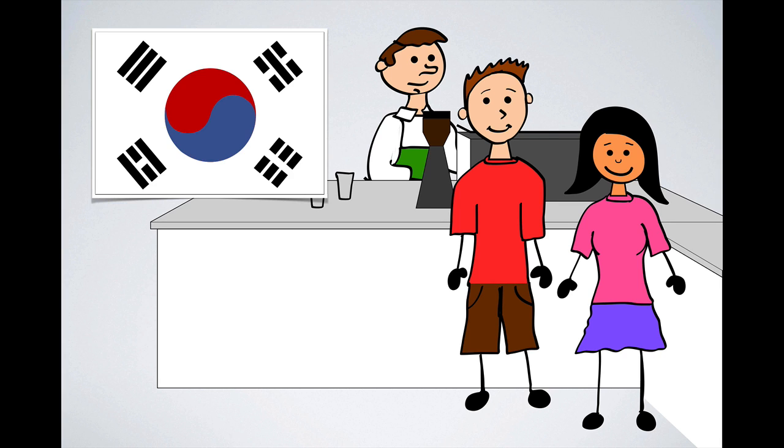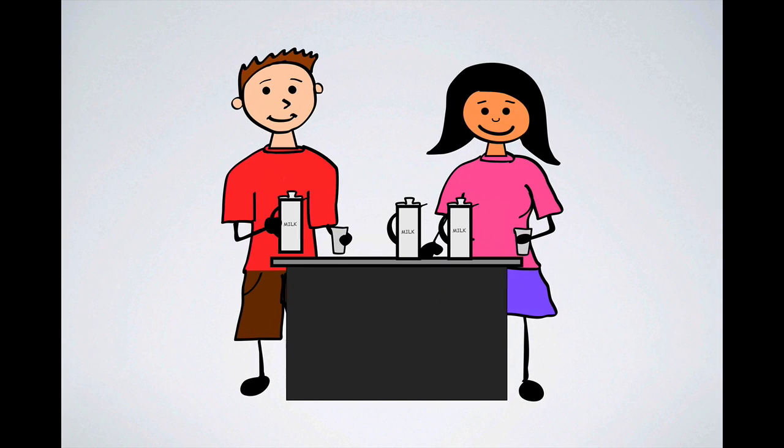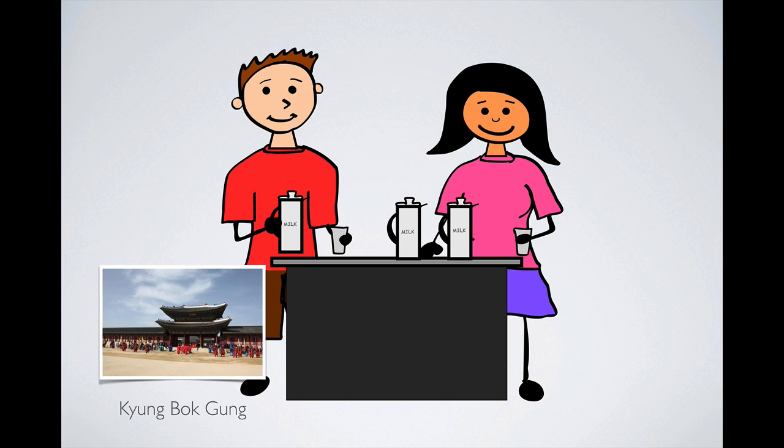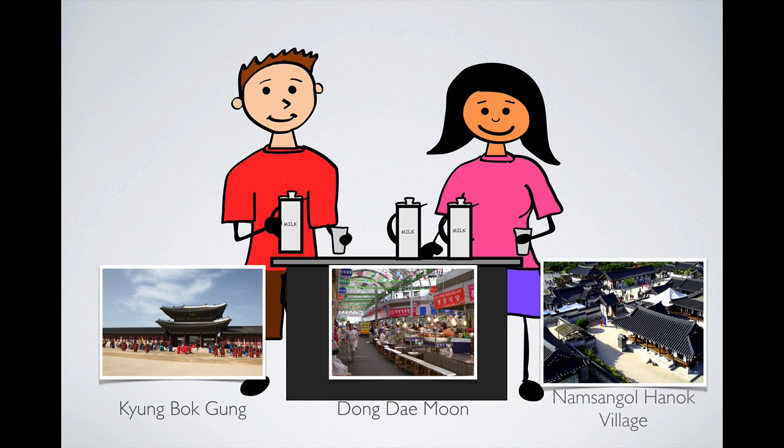What do you like doing? Well, I'd like to do some shopping. I think you should go to Myeongdong. They have some really good shopping there. Okay, great. What about some famous historical places? There are so many. Korea has such a rich history. You could visit Gyeongbokgung. Also, you could go to Dongdaemun. You could also see Namsangol Hanok Village.